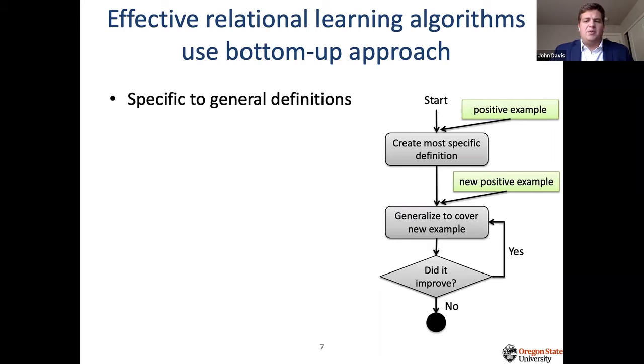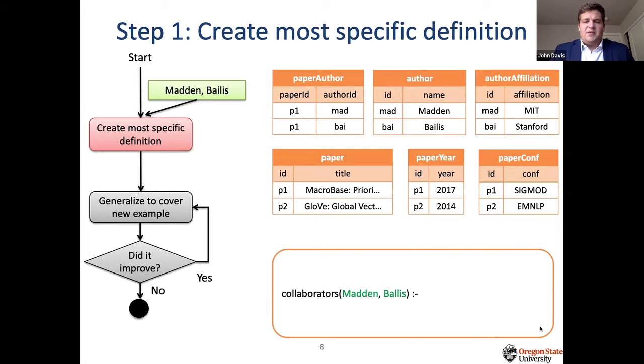Together, we'll walk through an example of how relational learning works using a bottom-up approach. This essentially means we'll use a positive example to create the most specific definition, which is simply the definition with the most literals. Then we'll use other examples to generalize and shrink the definition until it can no longer improve. From the diagram on the left, we see that the first process is to create the most specific definition using the first positive example. The first positive example we introduce is Madden and Bayliss.